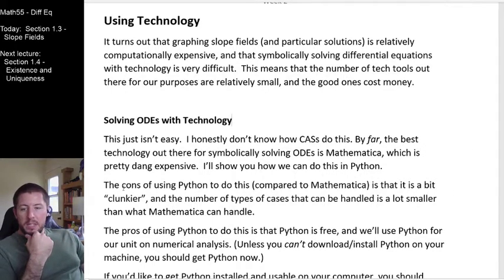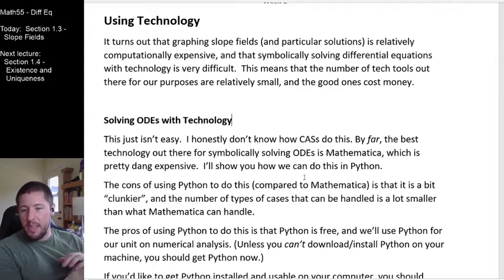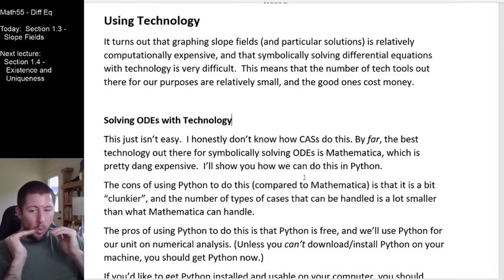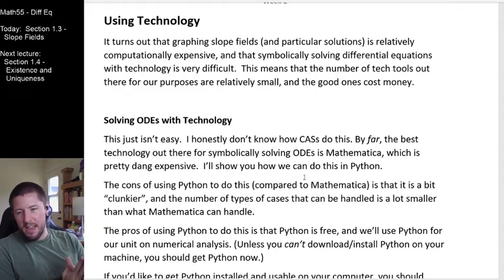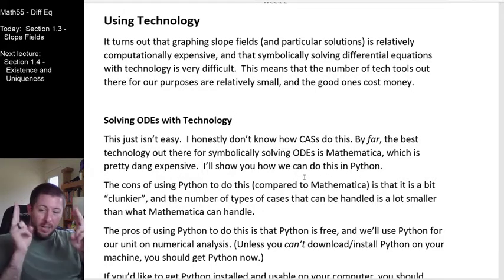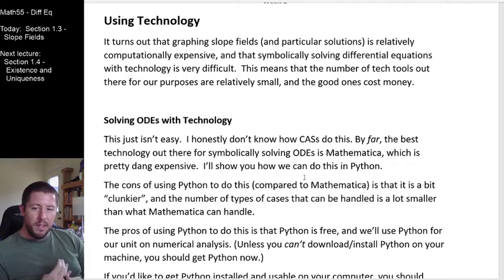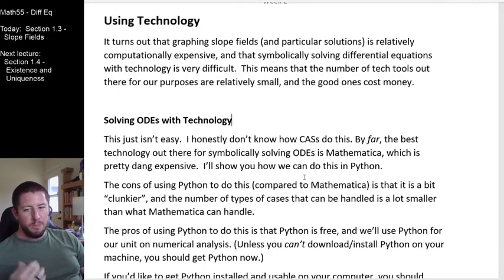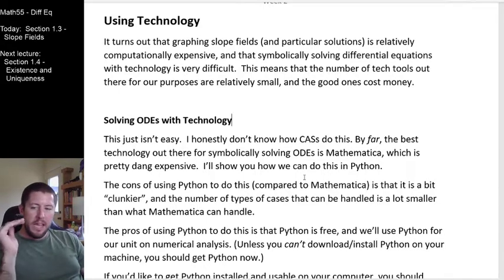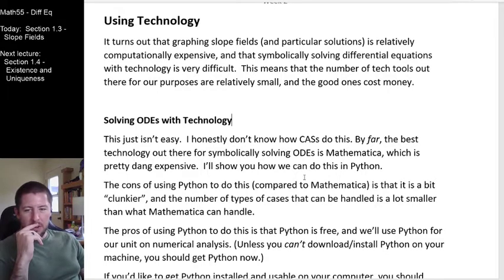And I'm going to talk about the pros and cons here, and I'm going to say the cons first. The cons of using Python to do this, relative to Mathematica at least, is that it's a bit clunkier. In Mathematica, I can give one line of code, and it's like, yep, here's the solution to the differential equation. Whereas in Python, we'll need to do a little bit more setup. It's still going to be relatively easy, but Mathematica is built to do smart math things, whereas Python is more of a general purpose language. So it's not specifically made to do math. So it will take a little bit more code, but it's still nothing crazy.